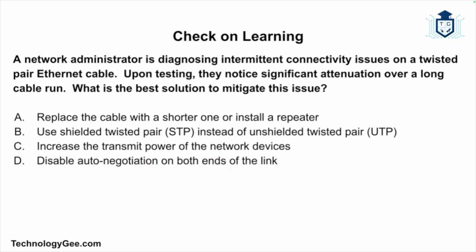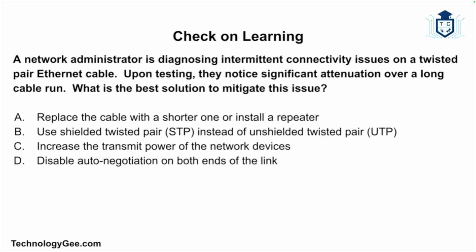Next question. A network admin is diagnosing intermittent connectivity issues on a twisted pair Ethernet cable. Upon testing, they noticed significant attenuation over a long cable run. What is the best solution to mitigate this issue? Would it be replace the cable with a shorter one or install a repeater?